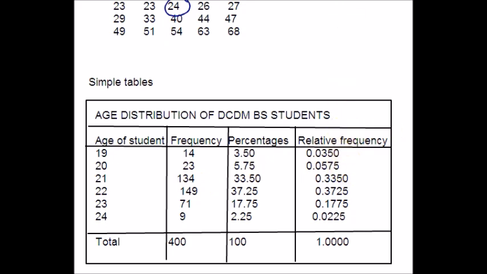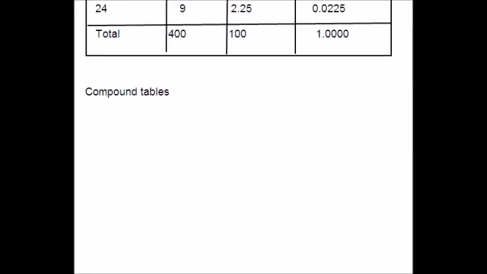Okay. The relative frequencies can be interpreted as probabilities also. For example, if a student were to be randomly selected from this distribution, the probability of his or her age being 22 would be 0.3725. So it depends upon the questions. This is just an example. So far we discussed simple tables. Now let us see what compound tables are.